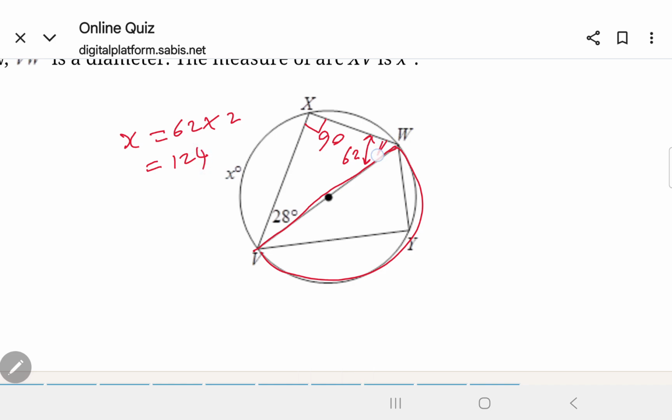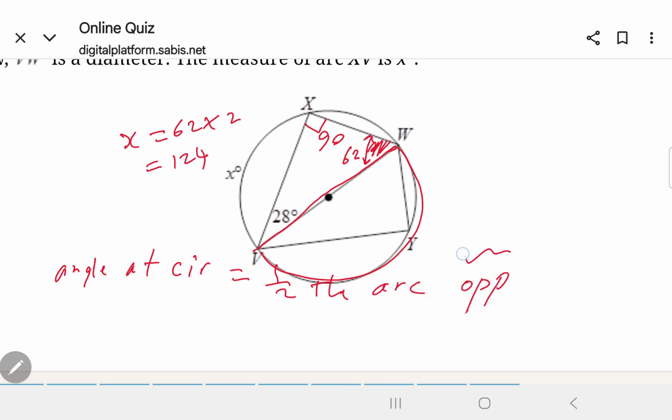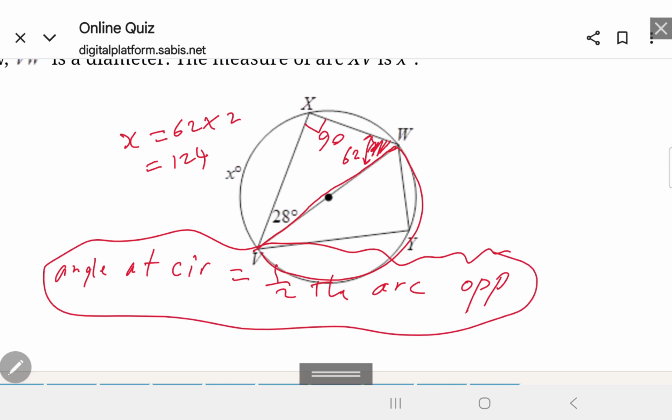What's the rule here? The angle at circumference is equal to half the arc opposite to it. That's the rule you have to use in order to solve this question.